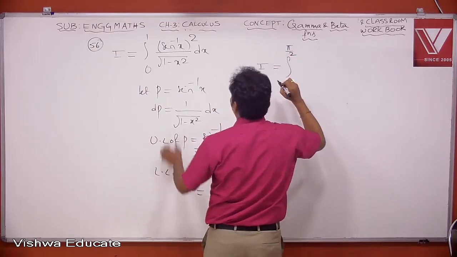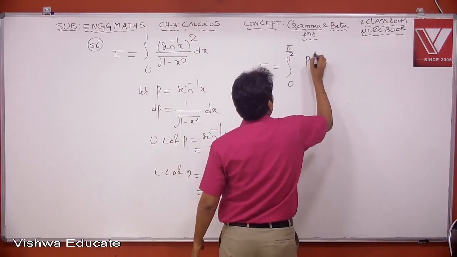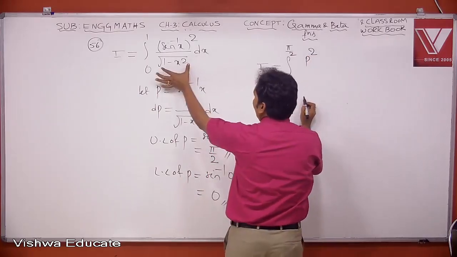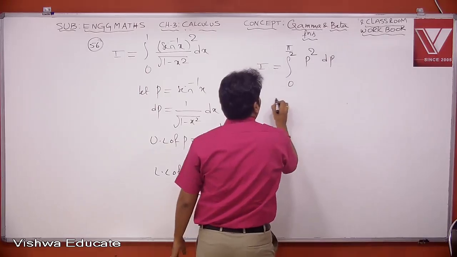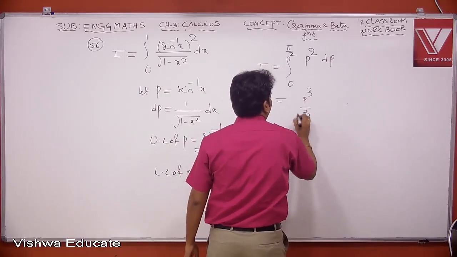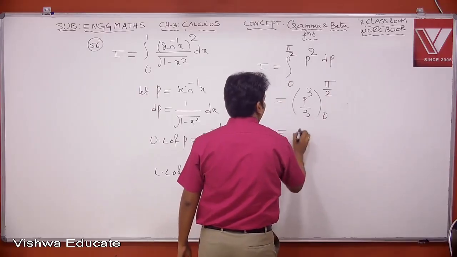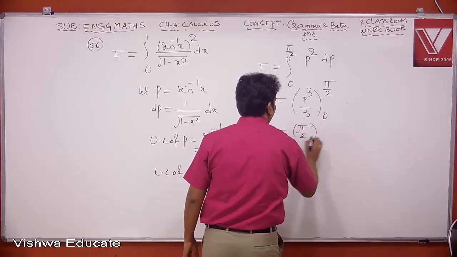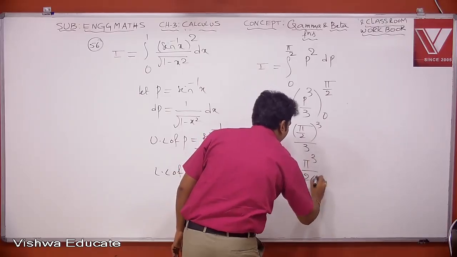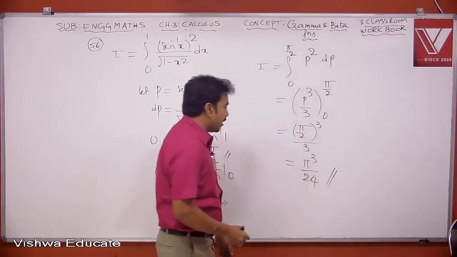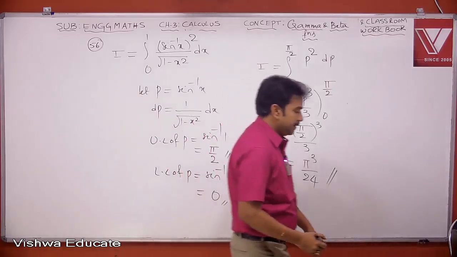Integral 0 to pi by 2 (sin inverse x) whole square. Actually sin inverse x is p. So p square. This dx by square root of 1 minus x square is dp. So integral p square is p cube by 3 followed by the limits 0 to pi by 2. Now replace p by upper limit. This is (pi by 2) whole cube divided by 3. So this is pi cube divided by 24. So the required integral is pi cube divided by 24. Note this.